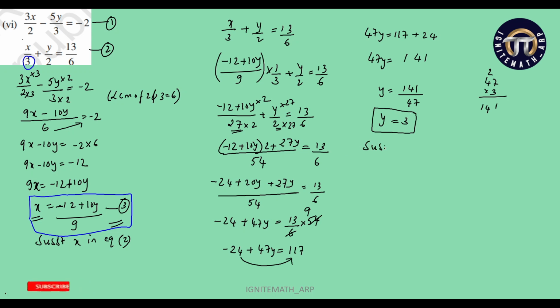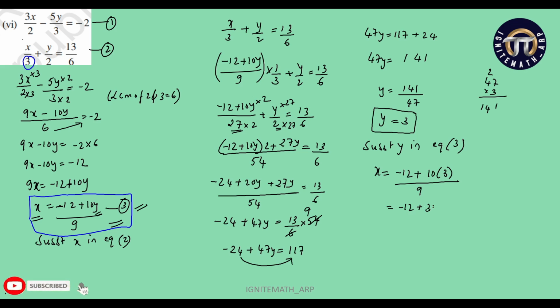So substitute y in equation 3. Here we have got equation 3. Directly you will get the value of x over here. So x is equal to minus 12 plus 10 into 3 divided by 9, because 10y is over here, and we have got y as 3. So minus 12 plus 30 divided by 9. So 30 minus 12 is 18 divided by 9. So x is equal to 2 I am going to get.